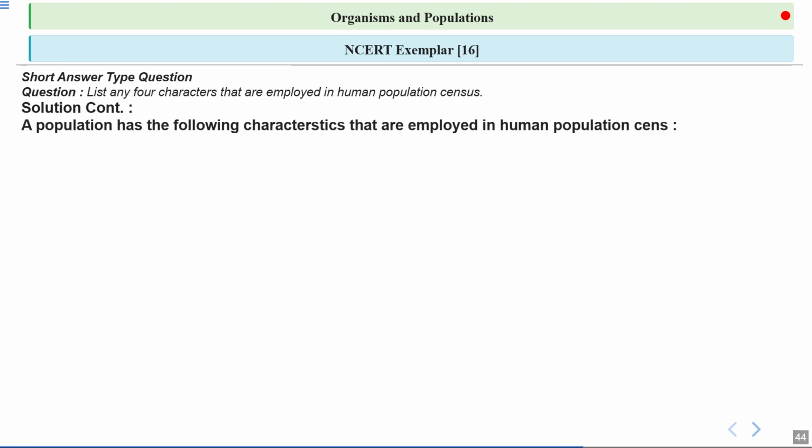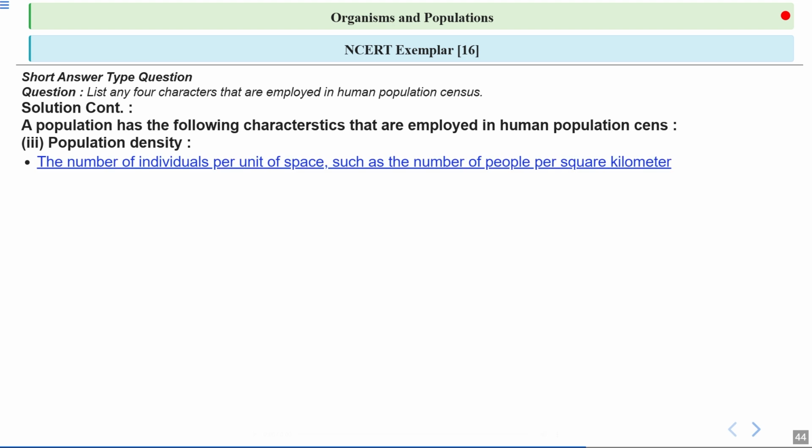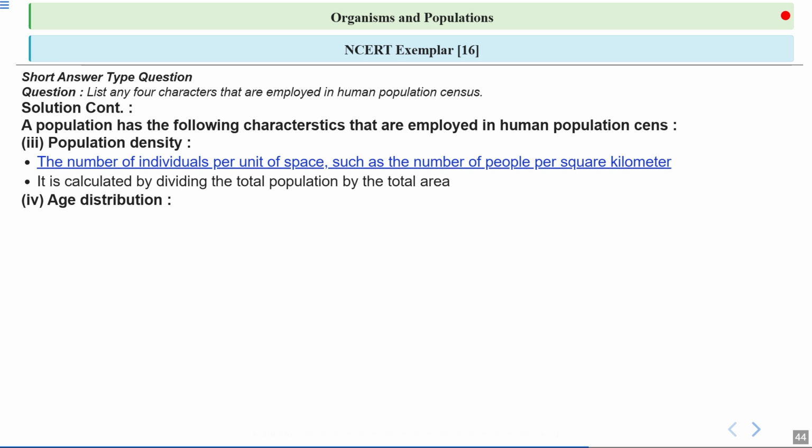Now, a population has the following characteristics that are employed in human population census. We were talking about this. The third one is the population density. Population density means the number of individuals per unit of space, like the number of people living in 1 square kilometer. To calculate population density, we divide the total number of people by the total area they occupy. For example, if a city has 10,000 people living in 2 square kilometers, the density would be 5,000 people per square kilometer. The next characteristic is age distribution.